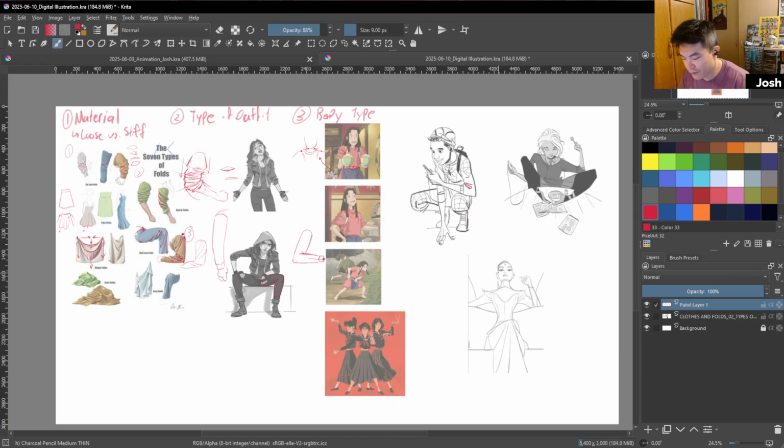So even though this feels really complex, remember at the very core of it, be simple. Don't go heavy-handed with folds. And I'll show you an example that I did for, was it character design?